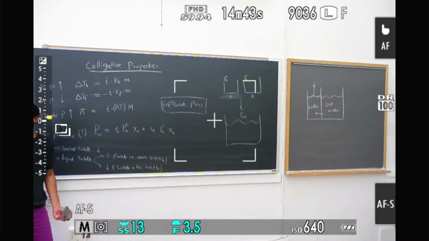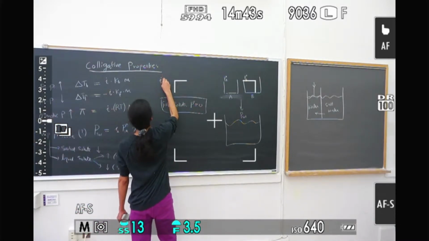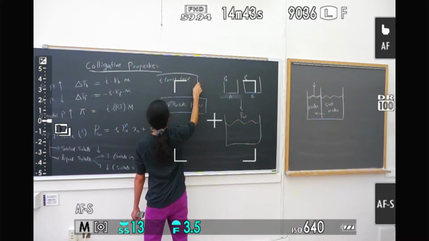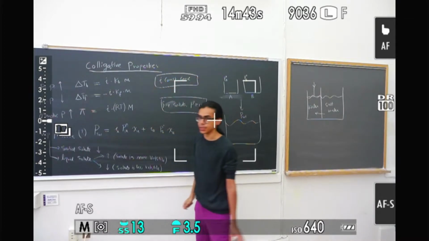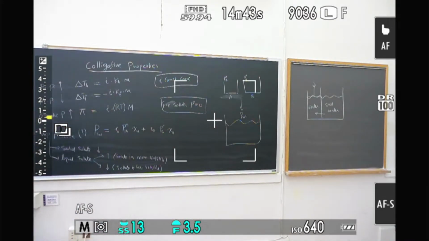Right? So the general form is I times constant times concentration. That's how I like to remember these 4 equations. Should make matters a little bit easier to remember. Great. Let's do some questions now.